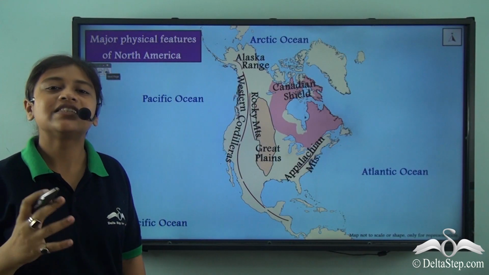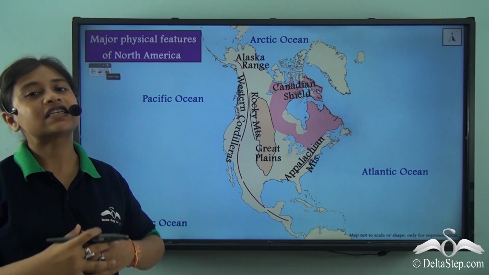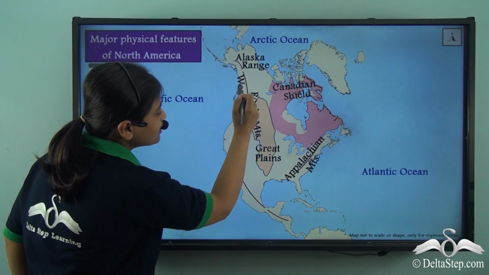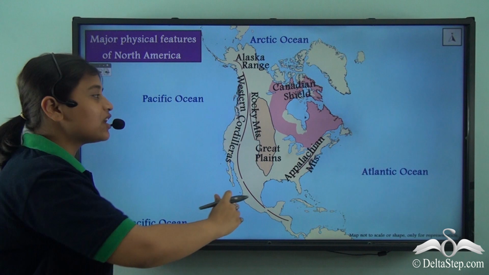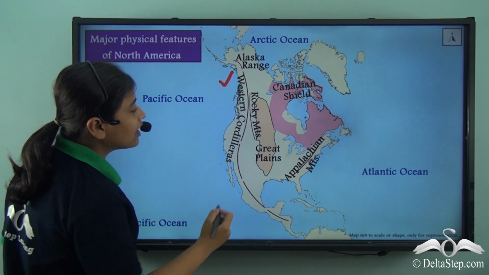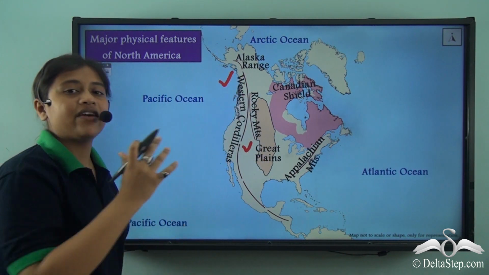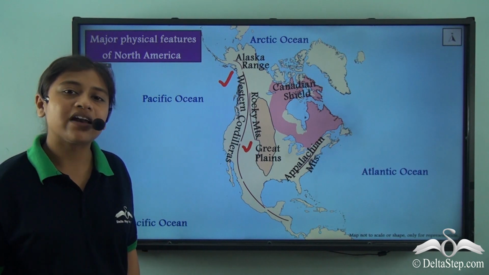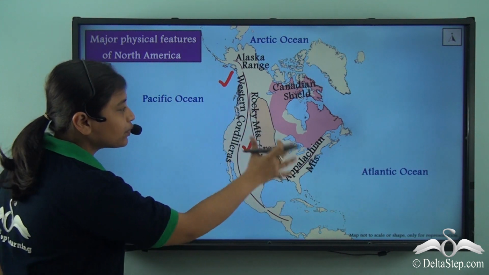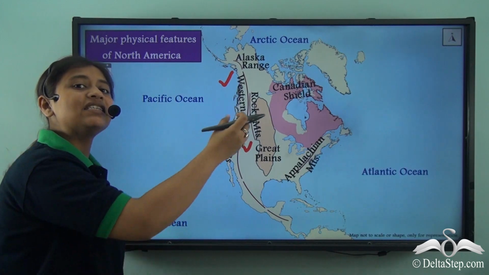So here we have the physical map of North America, which tells us about the 4 major physical divisions of the continent. And these are, firstly, the Western Cordilleras, that is bordering the western coast of the continent. Then we have the Great Plains or the Central Plains. Now, while the Western Cordilleras are a chain of parallel mountains, the Great Plains, also the Central Plains, lies between the Western Cordilleras and the Appalachian Mountains or the Eastern Highlands.